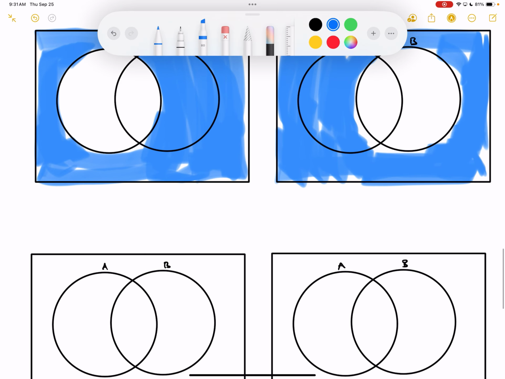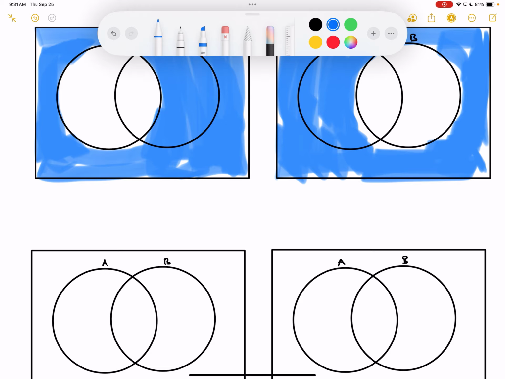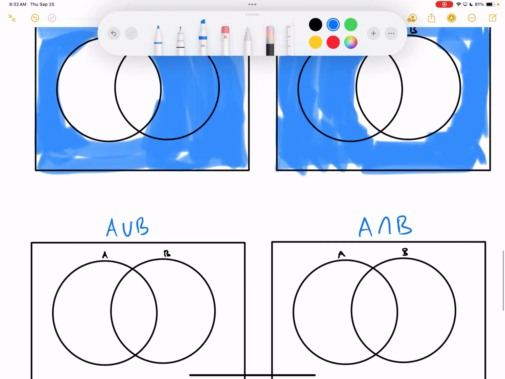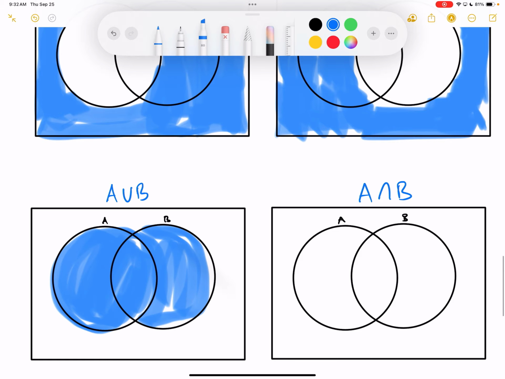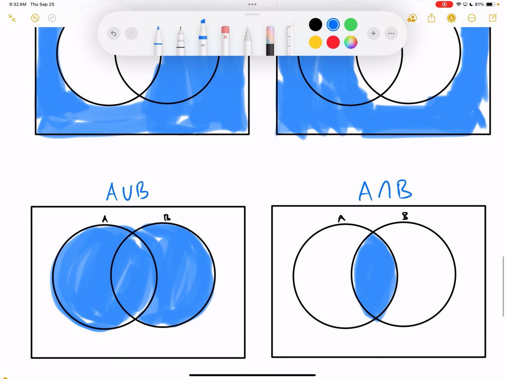Those are the big ones. You could go ahead and do A union B and A intersect B. So A union B is everything inside the circles. And watch when I pull up the examples, these may not be helpful at all, but hopefully we'll get lucky and get some of the ones we want.